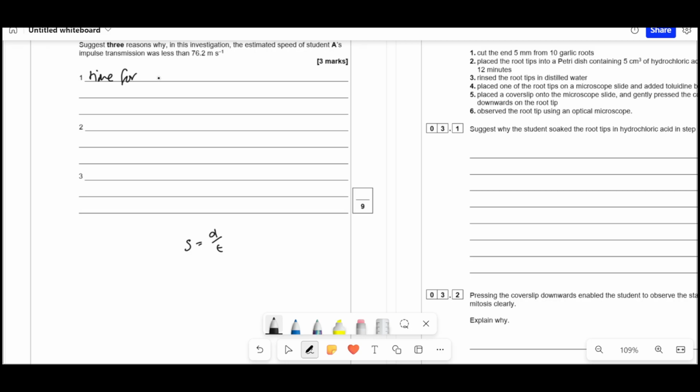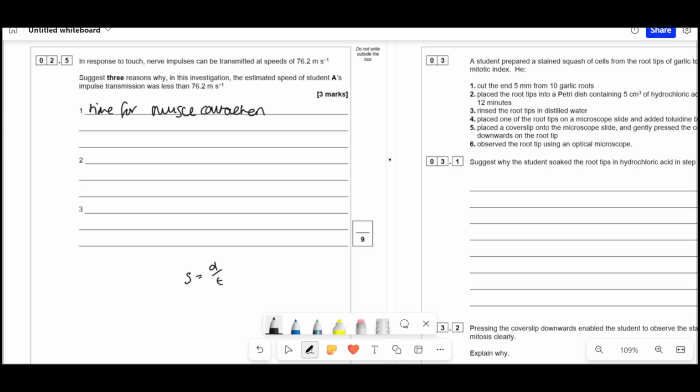So time for muscle contraction. So it could be that they're dropping it and it's not like a reflex. It could be like they have to actually think about it, be like, oh yeah, I have to grab this. So this time taken for the brain to coordinate muscle contraction. Because again, it's not like a reflex. They have to think about it actively. What else can we think of?